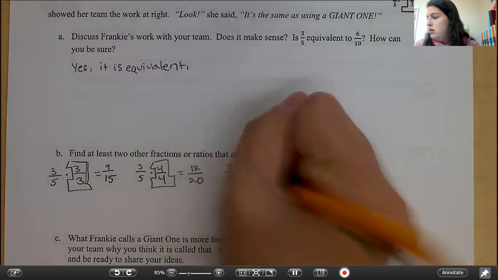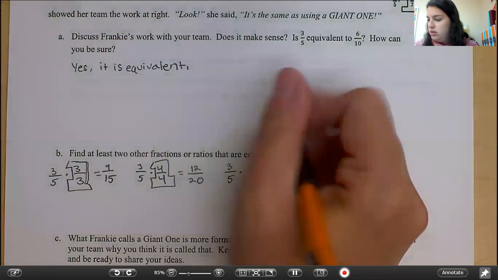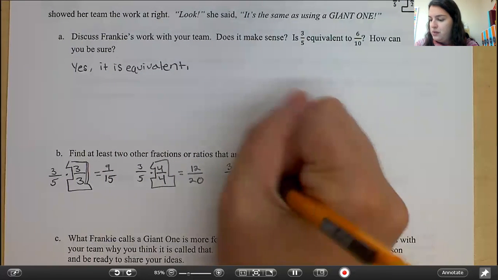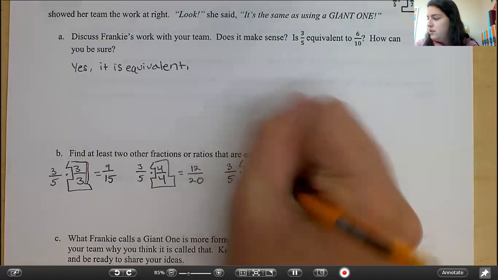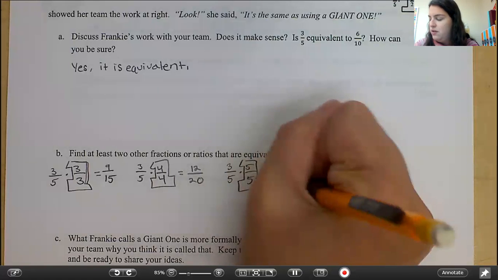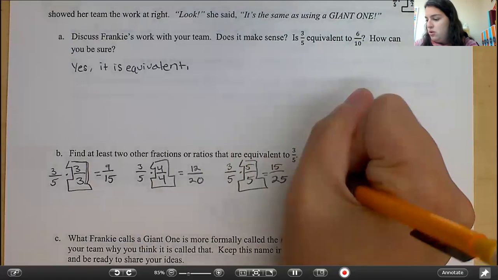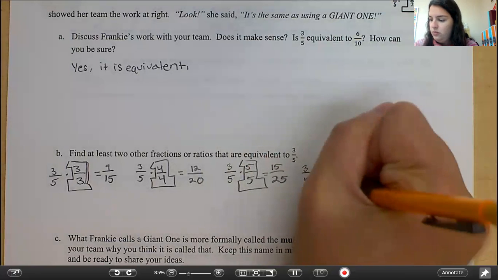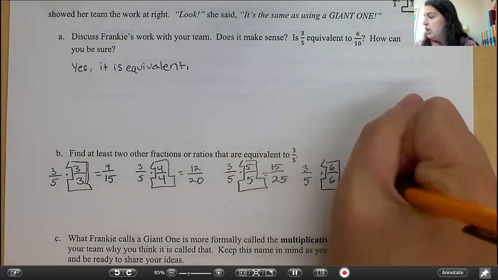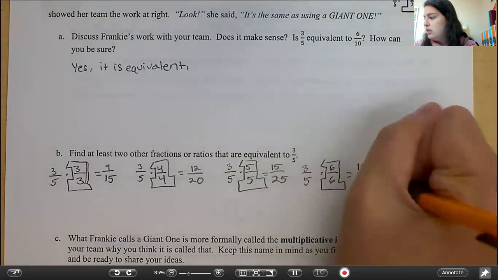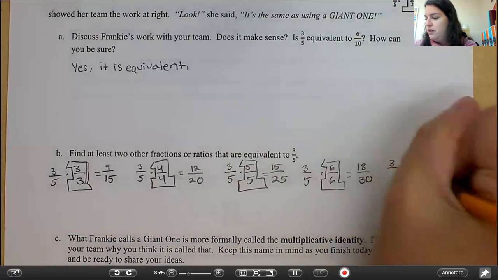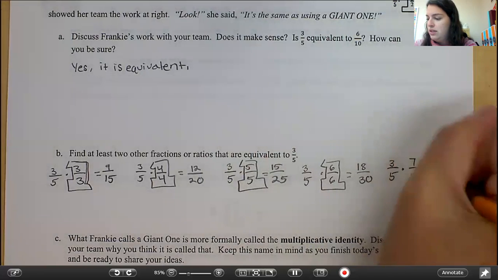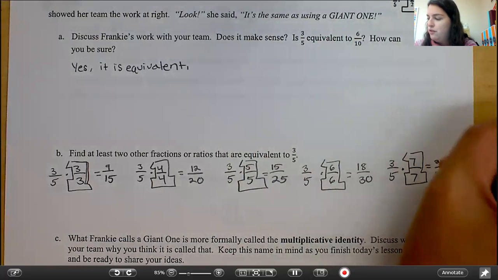3/5 times 5/5, another giant 1. That would have given you 15/25. 3/5 times 6/6. Remember that 6/6 would go in your giant 1. 18/30. 3/5 times 7/7. 7/7 is in your giant 1. Would be 21/35.